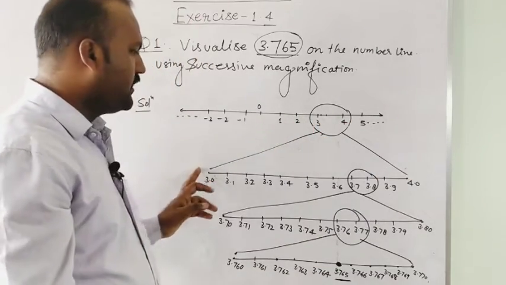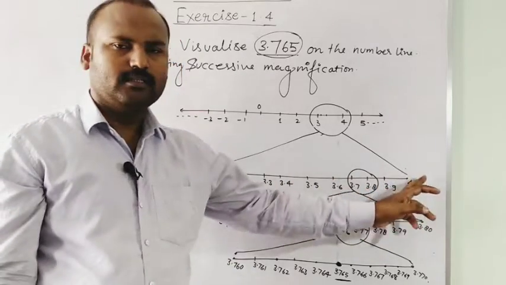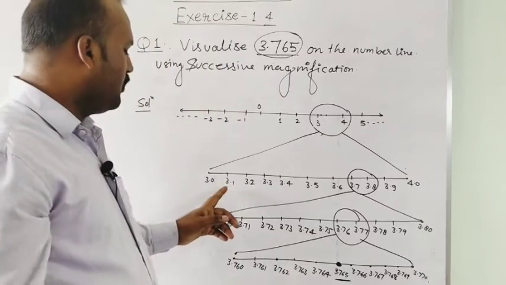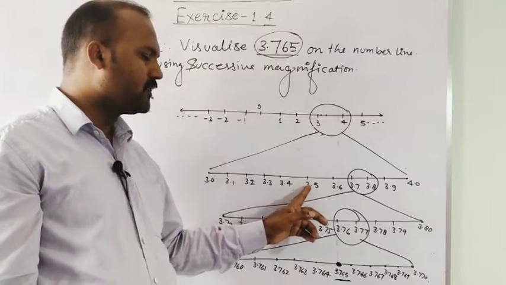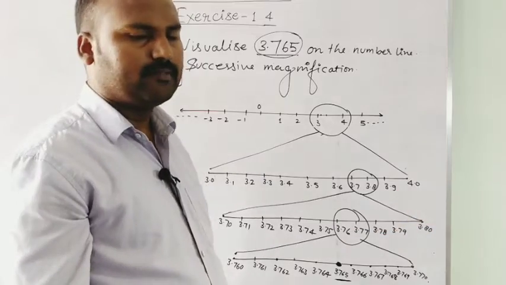First you write 3 and here we write 4 and divide this line segment into 10 equal parts, and the value of each part will be 3.1, 3.2, 3.3, 3.4, 3.5, 3.6, 3.7, 3.8, 3.9 and the last is 4.0.